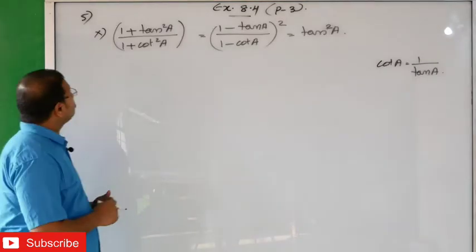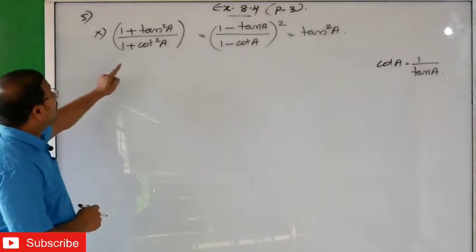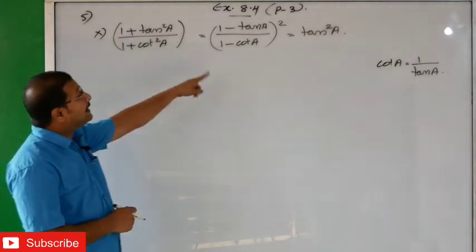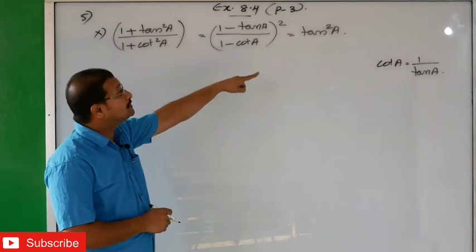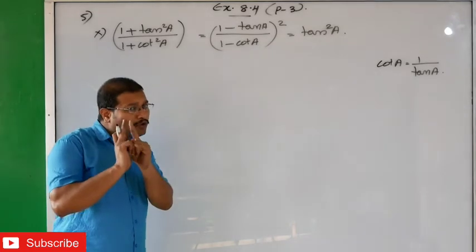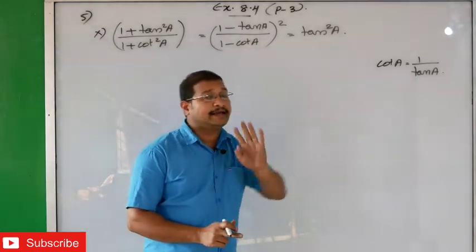Let us see the next question. Question number 10. 1 plus tan square A by 1 plus cot square A equals 1 minus tan A by 1 minus cot A the whole square equals tan square A. See, here you need to know only one formula, that is cot A equals 1 by tan A.